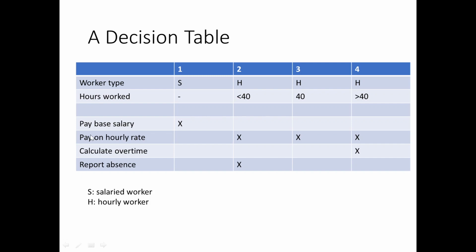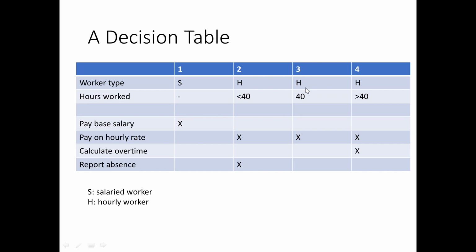And then we have four actions here. The four actions are the possible outcomes of decisions regarding payments. On the right-hand side, there are four rules. The first rule says, if the worker is a salaried worker, then just pay her base salary. The second rule says, if the worker is an hourly worker and she worked less than 40 hours, then we make a payment based on her hourly rate. And also, we add a record in her absence report.